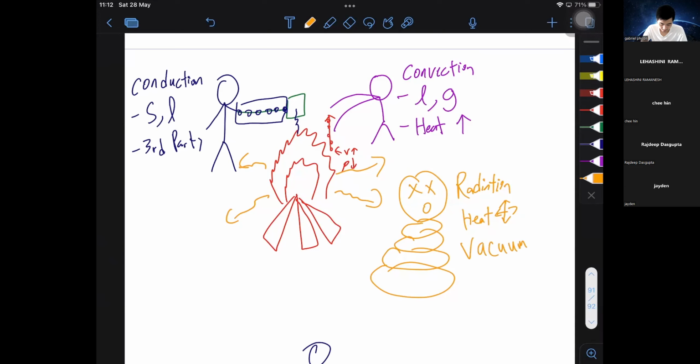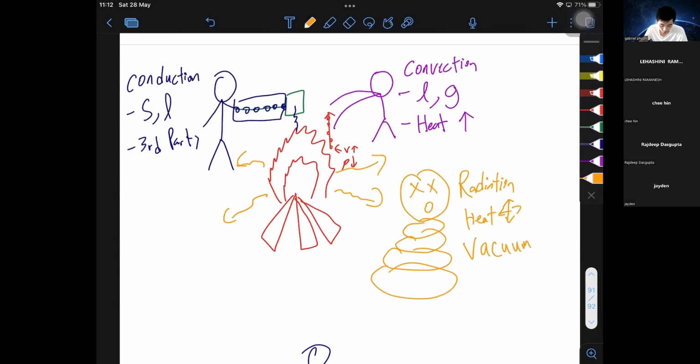All right, before I proceed on, guys, does anyone not understand anything from this story, or have any questions at the top of your head you want to clarify about conduction, convection, and radiation?